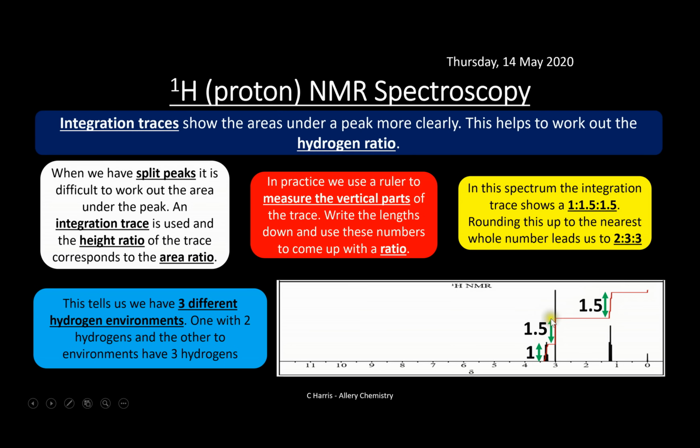Now this is really useful because you look at that and think, oh well, that's taller than that one. It's nothing to do with the height of the peak. It's very important. This has the same number of hydrogens as this one, it's just spread over a larger area. So for this red line here, or whatever line they give you, you just measure the vertical parts of it, and that tells you the relative ratios.